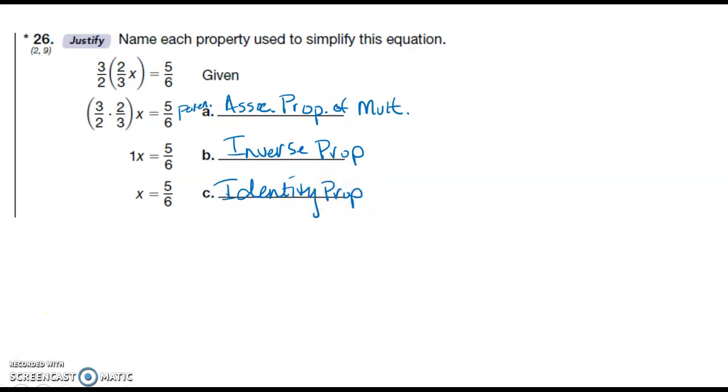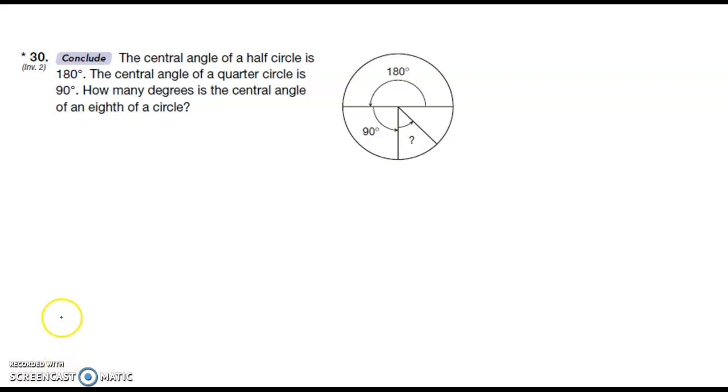And then 1 times anything is that thing, that's identity property. And let's see if we have more. We do have one more. I'm going to have to do another video on this one. So this will be part 1, and part 2 is coming up. Stay tuned.